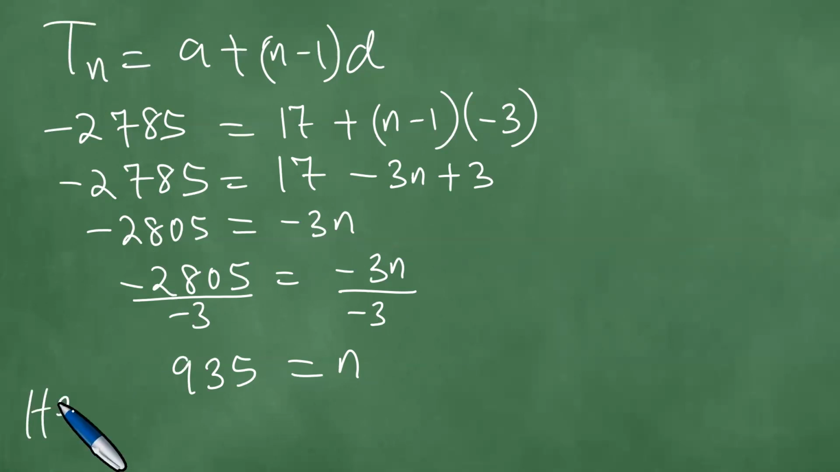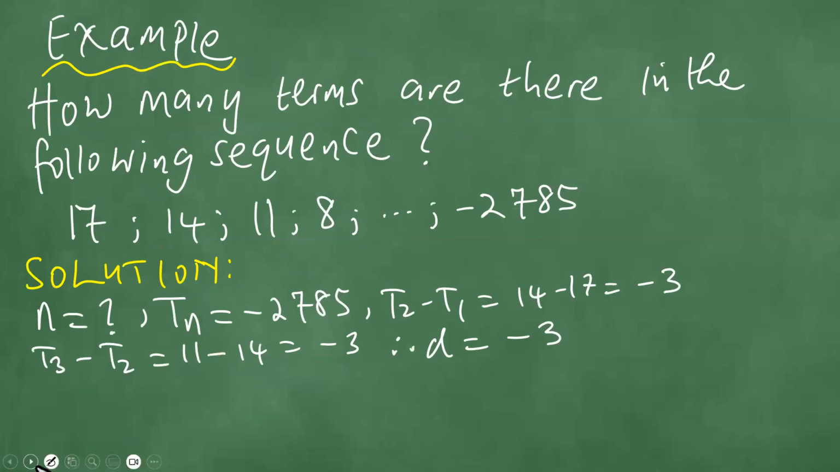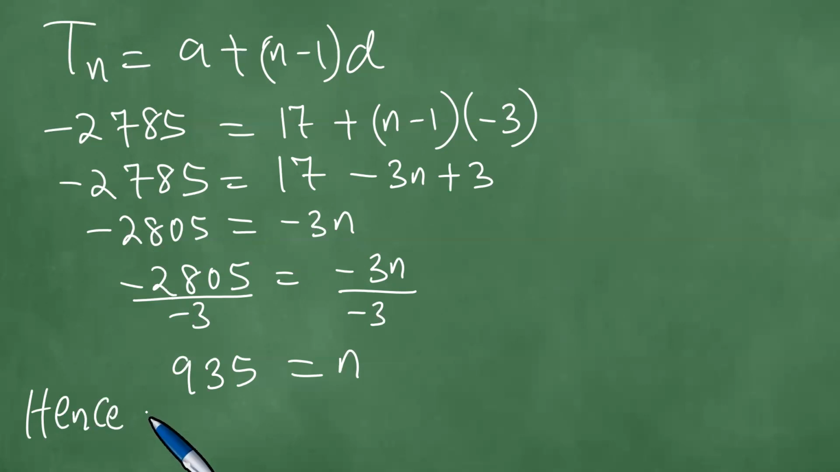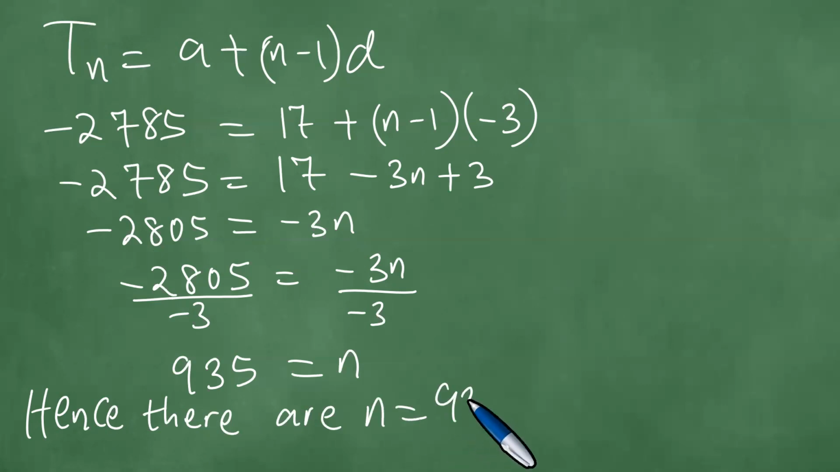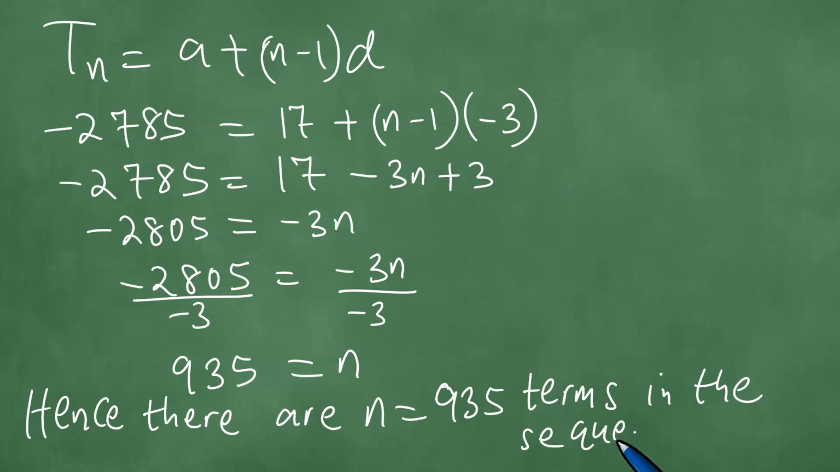Hence, you see, the question was how many terms? They are n equals 935 terms in the sequence. Let's look at the next question.